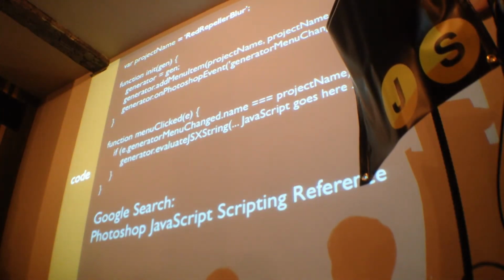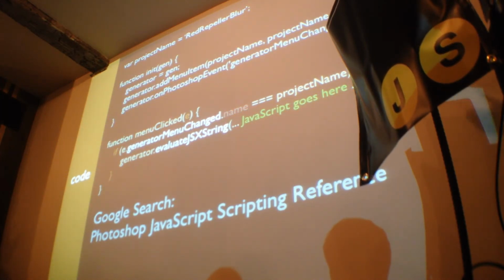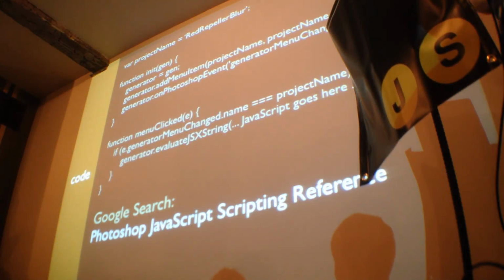You've got a project name, and when Generator fires up your plugin, it passes an instance of itself into your init function. Then you can add a menu item, right? So my project name gets added to the menu, and I can add an event so that when I click it, I can fire off a function. Essentially, I'm taking my JavaScript, passing it as a string to this magic Adobe JavaScript function that then will execute what I want. If you want to see what Adobe JavaScript looks like, the URL is way too long. Just search for Photoshop JavaScript script elements.